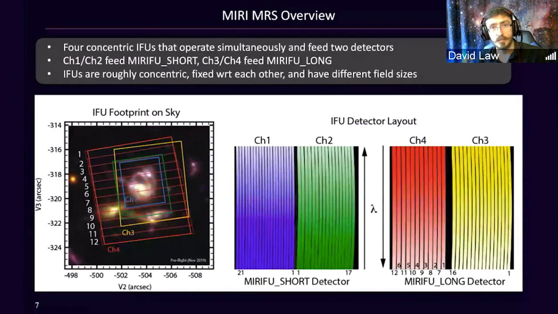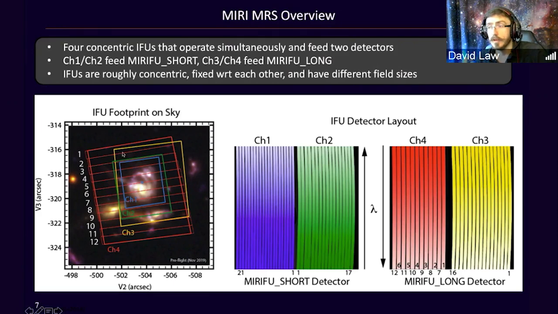They're fixed with respect to one another, and they collect data at the same time. So here's what it looks like on the sky. The channel 1 IFU has the smallest field of view at about 3 by 3 arcseconds or so. This is that blue square in the middle here. And as you work out to progressively longer wavelength channels, they get progressively larger. So the channel 4 IFU, which is the one that covers around 20 microns, that's about a 7 by 7 arcsecond field that looks something like this.